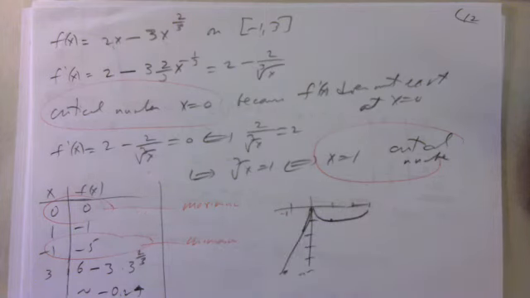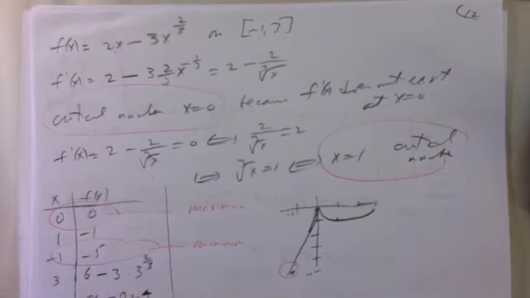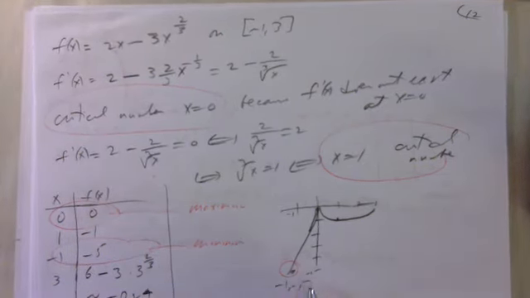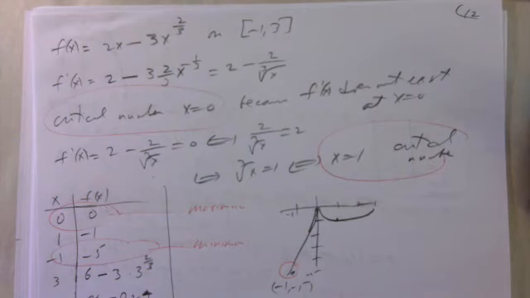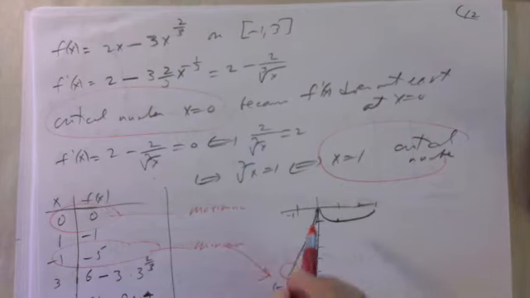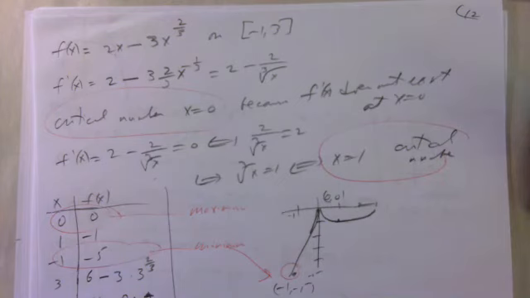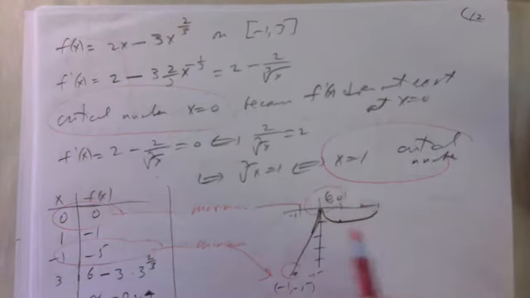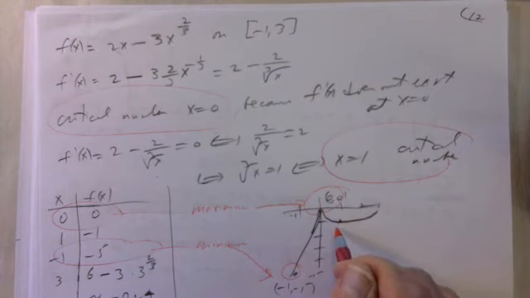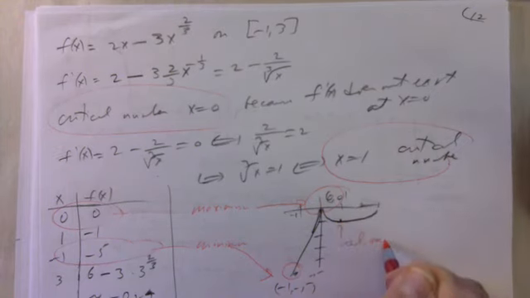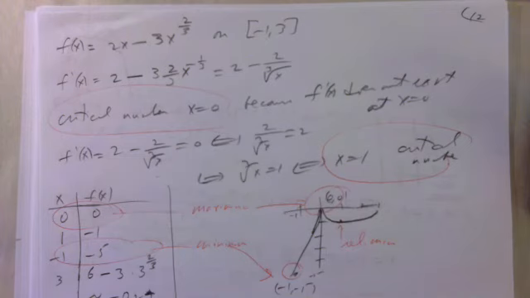So this point, -1, -5, that's where this function has its minimum. This point, 0, 0, that's where the function has its maximum. There's also a relative minimum here.